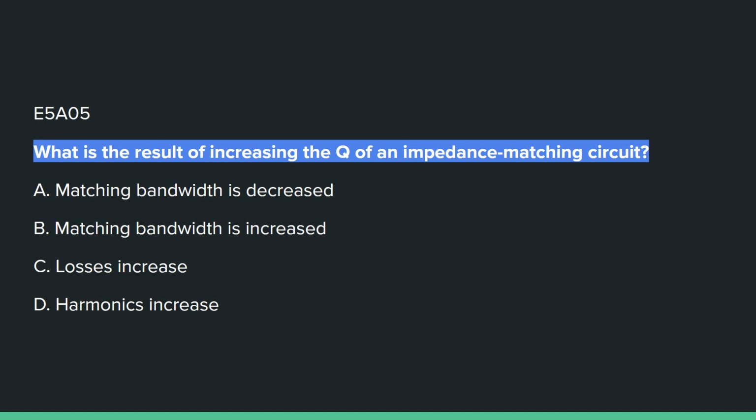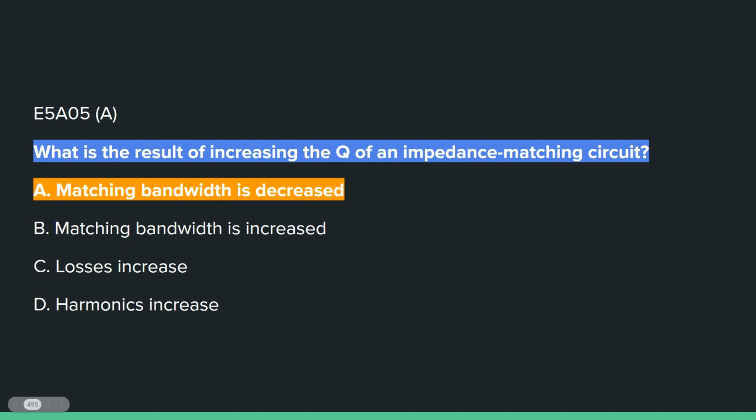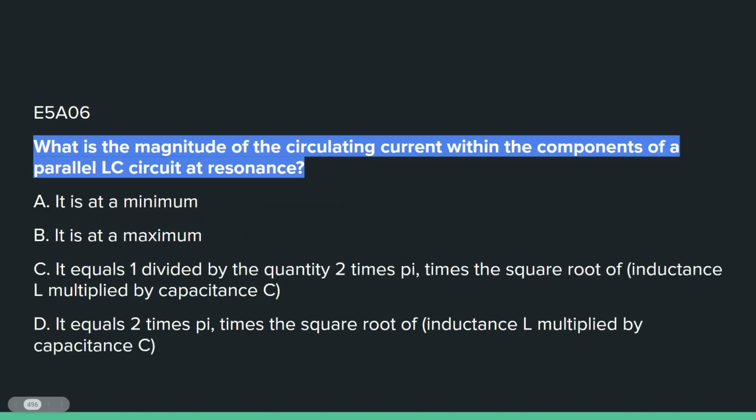E5A05, what is the result of increasing the Q of an impedance matching circuit? Matching bandwidth is decreased. E5A06, what is the magnitude of the circulating current within the components of a parallel LC circuit at resonance? B, it is at maximum.